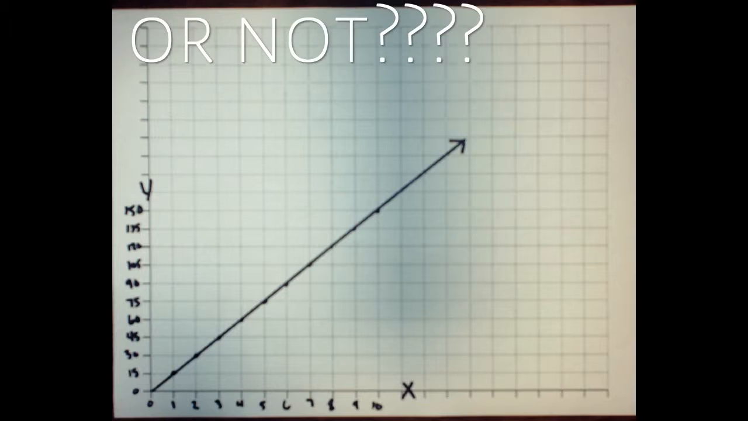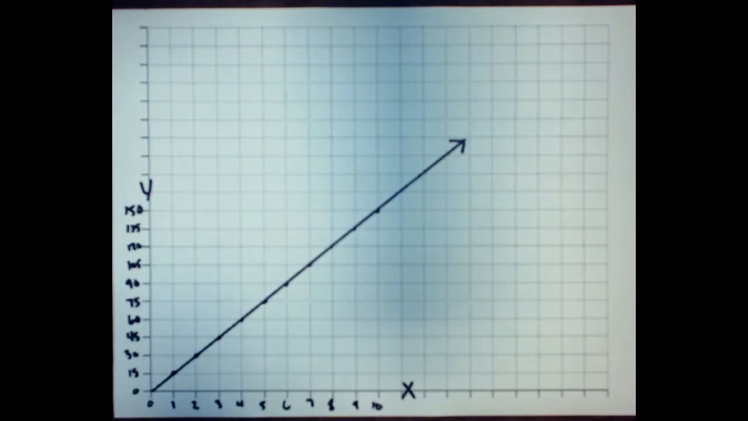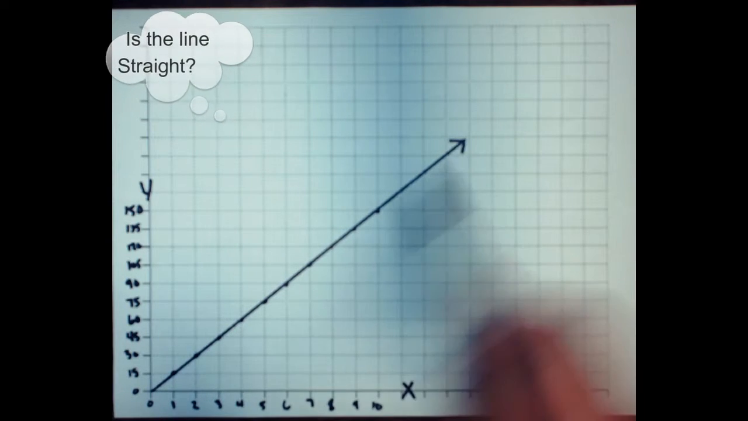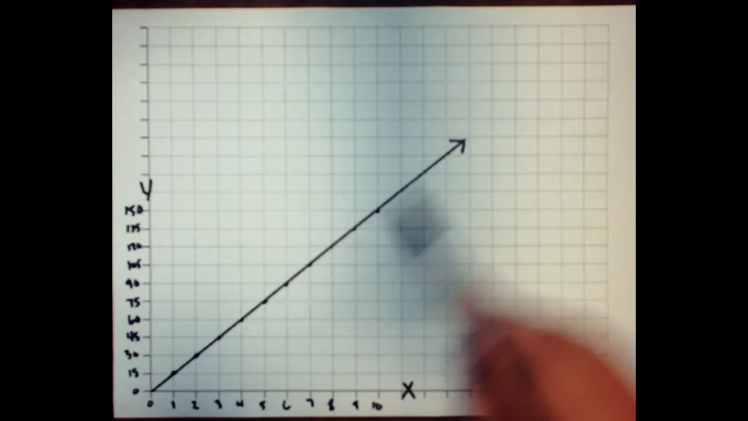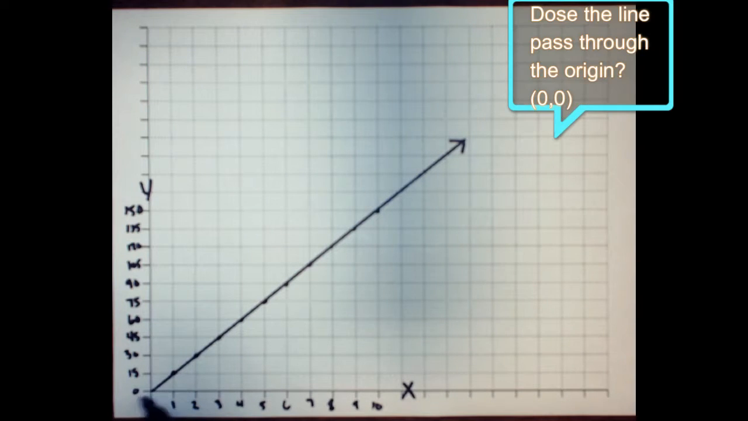Today we're going to talk about how to determine when we have a proportional relationship from a graph. Two things should always be occurring on a graph when you have a proportional relationship. One, you should have a nice constant straight line, a linear line showing that it's going at a constant rate. The other thing is that it should be passing through the origin at 0, 0.